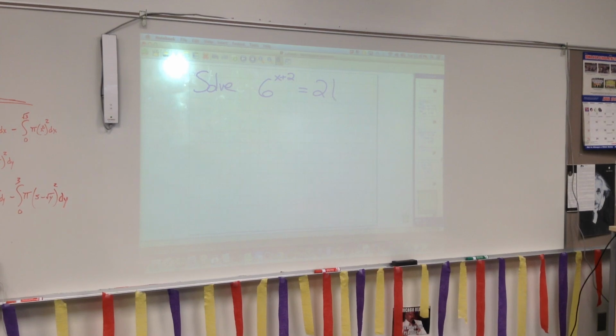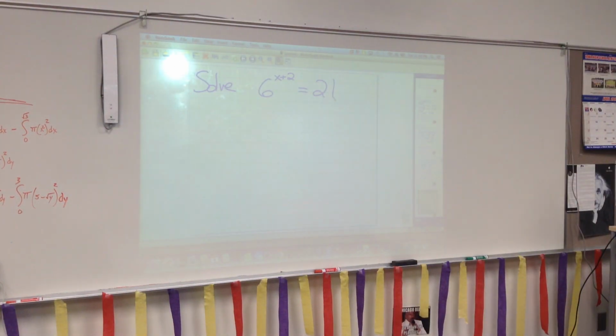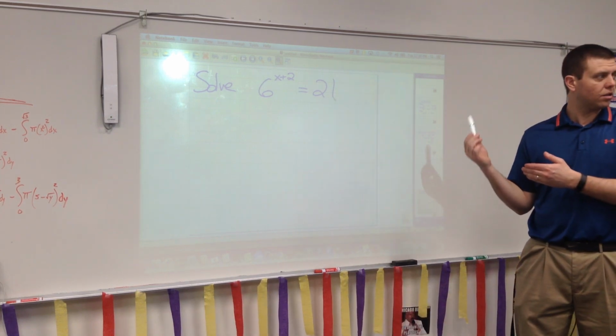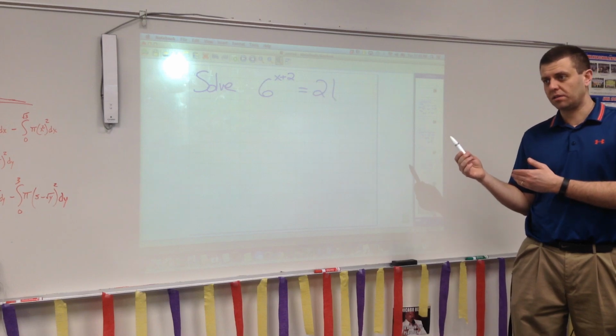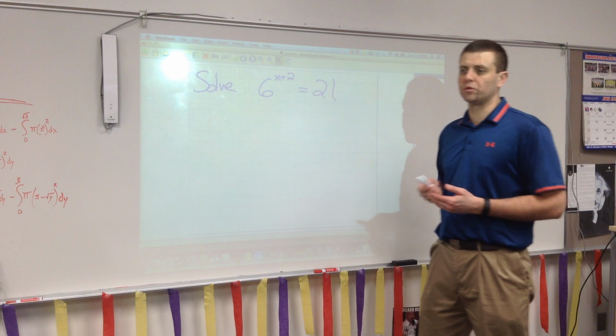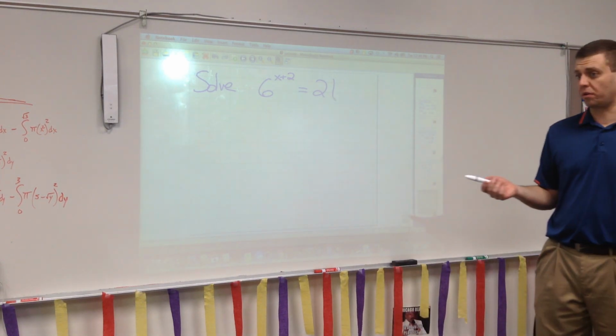Alright, so the whole reason of logarithms, remember, is to essentially solve exponential equations. And we'll do some examples with some real life applications here as well, but this is how I started this entire unit. It will be a problem like this: 6 raised to the x plus 2 power equals 21. In order to solve this type of equation, I would logarithm both sides.